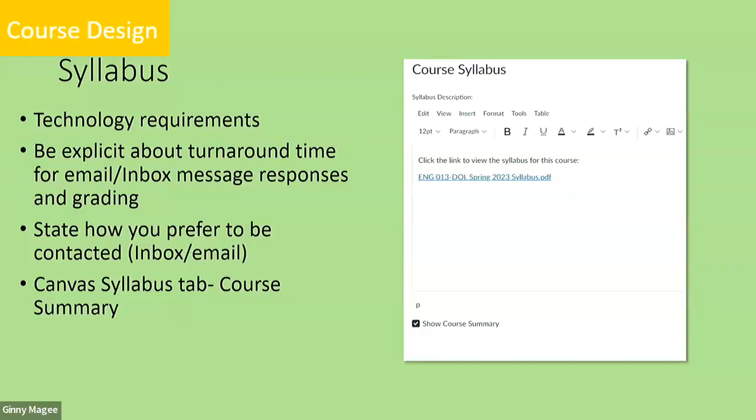Be explicit about turnaround time. For email and inbox messages, let them know, if you email me, it's going to be 24 hours. Weekends, it's going to be longer, and then do your best to stick to that. The same goes for grading, letting them know how long it's going to take you. They'd rather know upfront, and if you're being realistic with them, then you're managing their expectations from the beginning. It's also important to state how you prefer to be contacted, because that can cut down on confusion too. There's the Canvas inbox, there's email, either of those ways, however you prefer, but let students know.